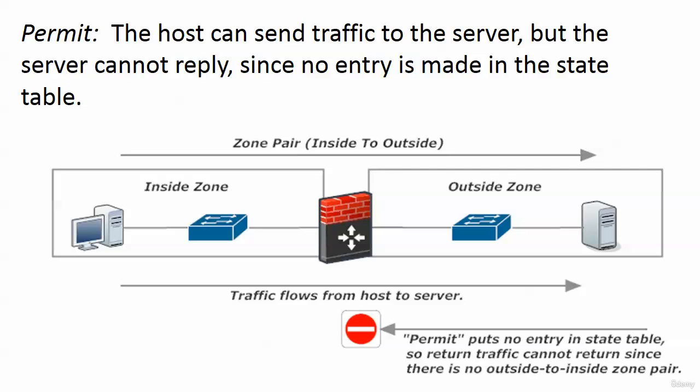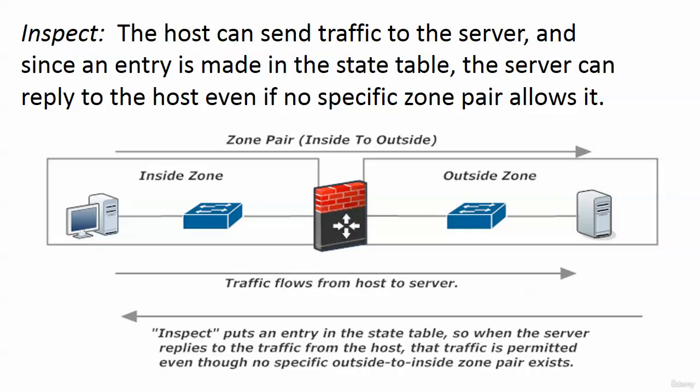So in this particular case, host could talk to server, but server could not reply because that reply traffic would come back. The IOS firewall would look at it and say, hey, I got nothing in my state table for this guy. It could be dangerous traffic, so I'm getting rid of it. There's no outside to inside zone pair. But there is an instance where you don't need an outside to inside zone pair here, and that is when you go with the inspect rule on your zone pair instead of permit.